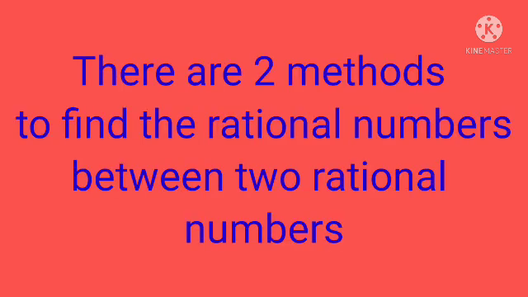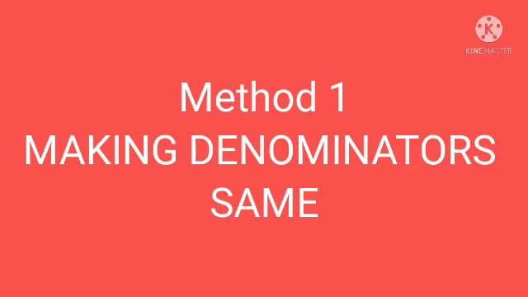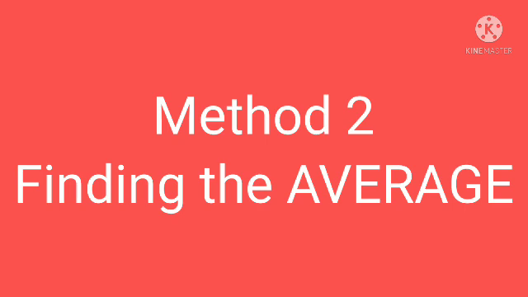Children, there are two methods to find the rational numbers between two rational numbers. Method 1 is making the denominators same. That means we make the denominators of the given rational numbers same. The second method is finding the average. We do the first method today, that is, using the first method we do the problems today. We can do the problems now.